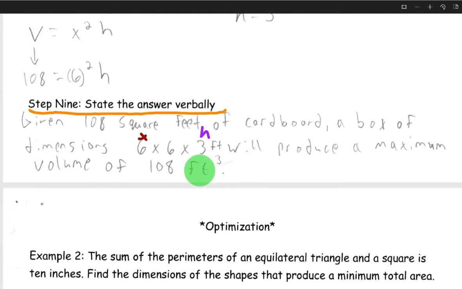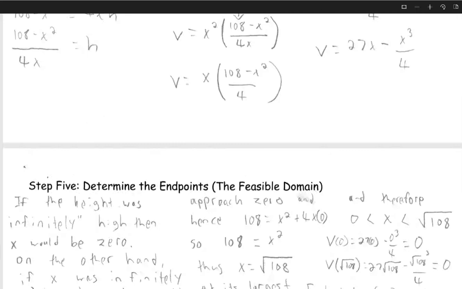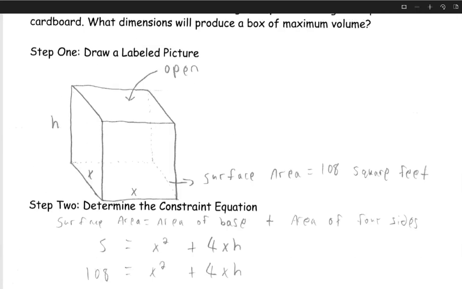And so you just want to answer it verbally so that you're very clear about what dimensions produce the maximum volume. And again, if you read this question to somebody, especially somebody in construction or something, it would make sense to them. Okay, you were given this amount of material, this is the dimensions of your box, and that will give you the maximum volume of 108 cubic feet. Again, if we go back to the picture, this makes more sense as we look at our answer and compare it to the original figure.